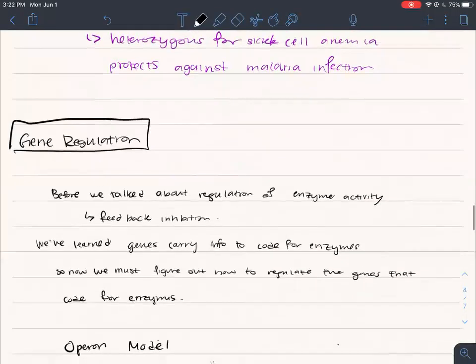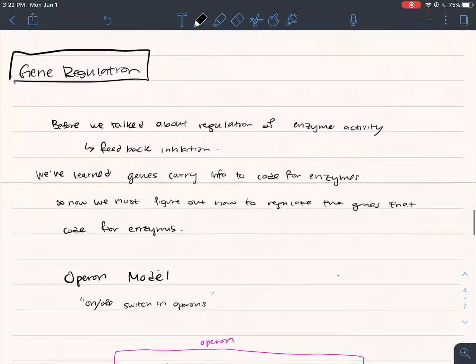So that's a specific case study that happened, and it's a pretty interesting phenomenon. So now let's go to gene regulation.